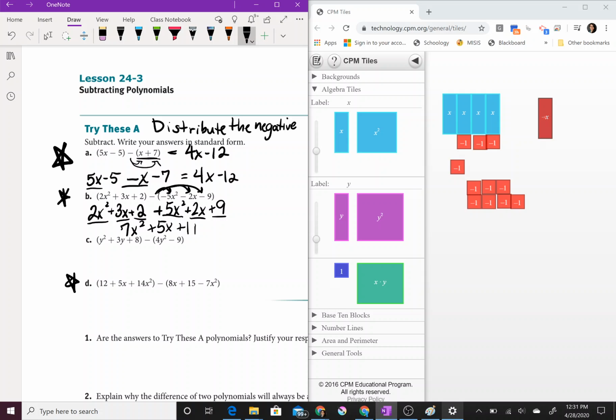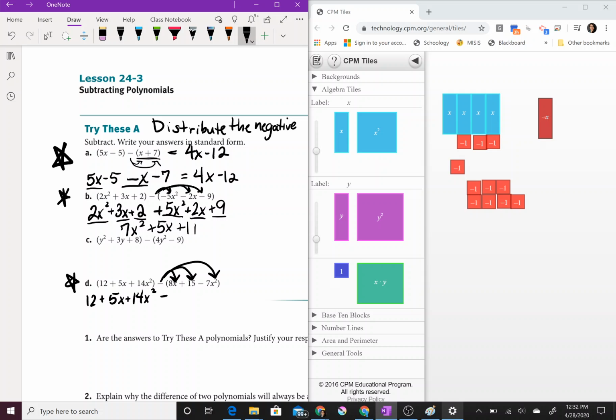I'm going to be showing one last example, and you can pause and try it yourself, see if you're going to get the same work as I do, and then once you have that, you can unpause and check. Okay, so again, this is subtracting, so I need to distribute the negative to all the terms in that group. So keep 12 plus 5x plus 14x squared. That is unaffected.